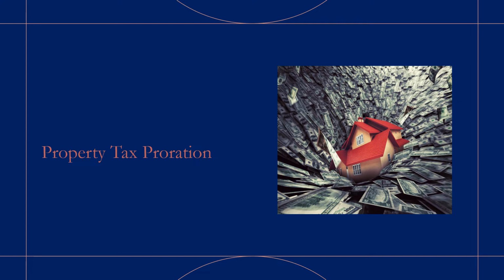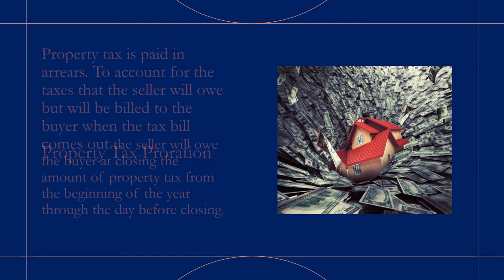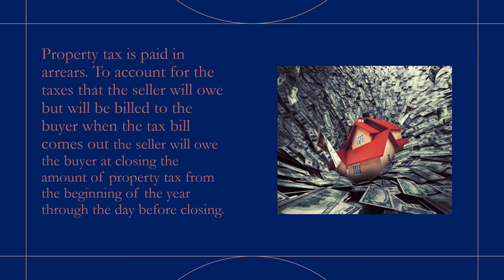Property tax proration. Property tax is paid in arrears. To account for the taxes that the seller will owe but will be billed to the buyer when the tax bill comes out, the seller will owe the buyer at closing the amount of property tax calculated from the beginning of the year through the day before closing.